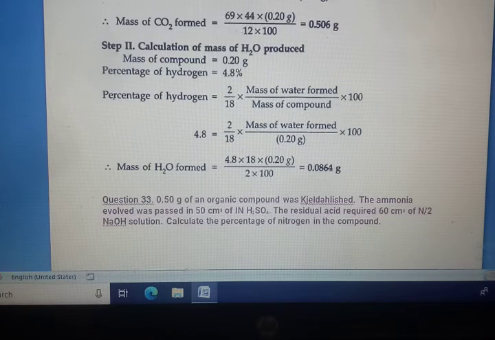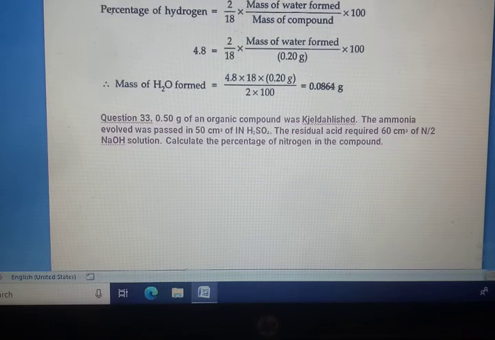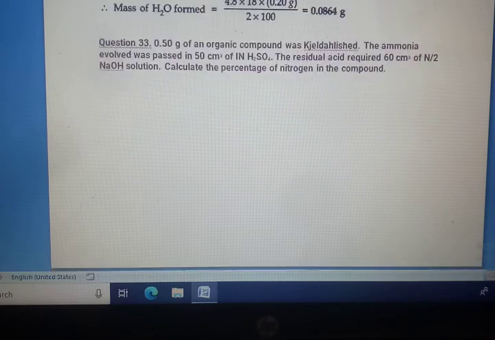So here, question number 33. 0.50 gram of an organic compound was digested by Kjeldahl's method. The ammonia evolved was passed into 50 centimeter cube of ammonium sulfate. The residual acid required 60 centimeter cube of N by 2 NaOH solution. Calculate the percentage of nitrogen in the compound. The same question is present in the NCERT in-text.